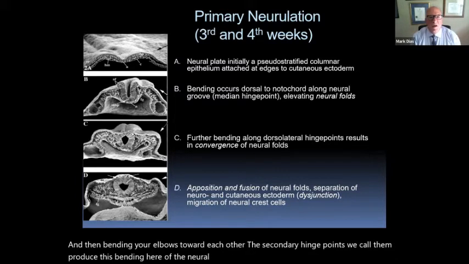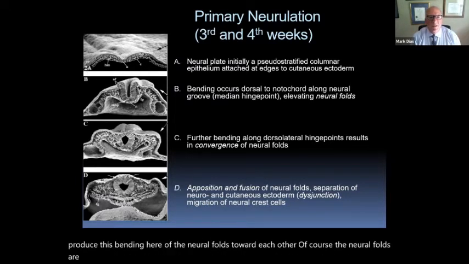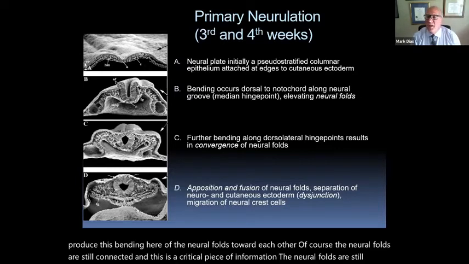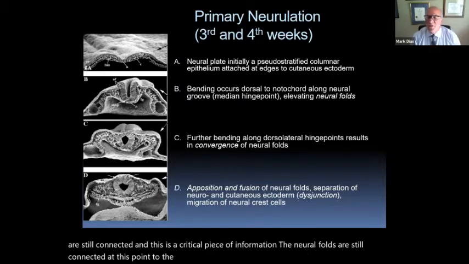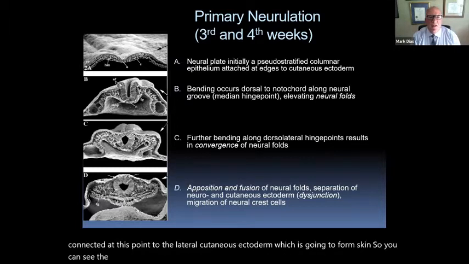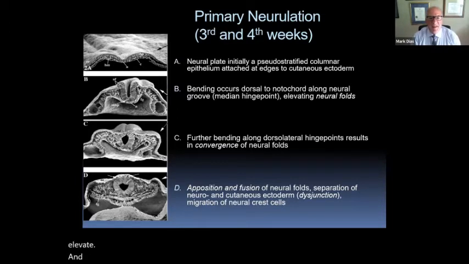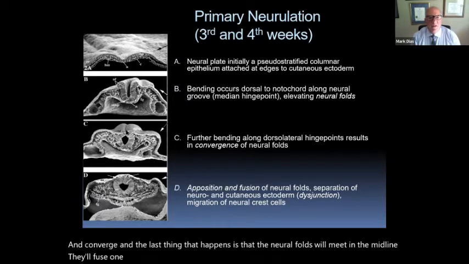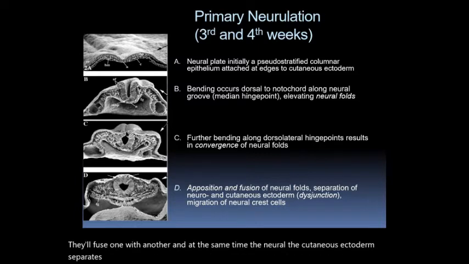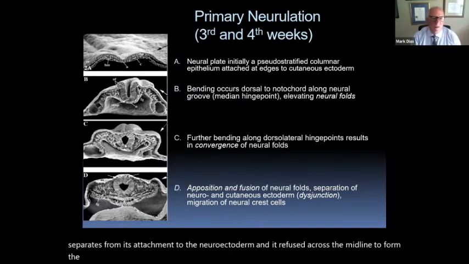Of course, the neural folds are still connected. This is a critical piece of information. The neural folds are still connected at this point to the lateral cutaneous ectoderm, which is going to form skin. So you can see the cutaneous ectoderm here, laterally connected to the neural folds as they elevate and converge. And the last thing that happens is that the neural folds will meet in the midline, they'll fuse one with another, and at the same time, the cutaneous ectoderm separates from its attachment to the neuroectoderm and fuses across the midline to form the dorsal skin overlying the neural tube.